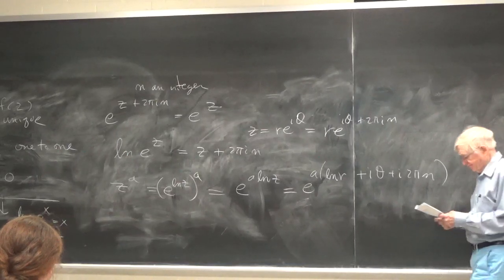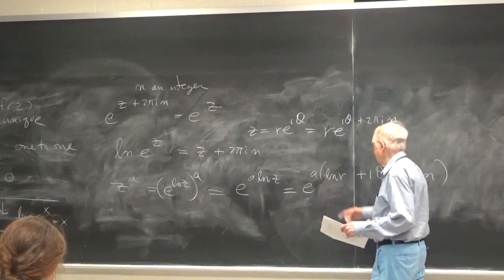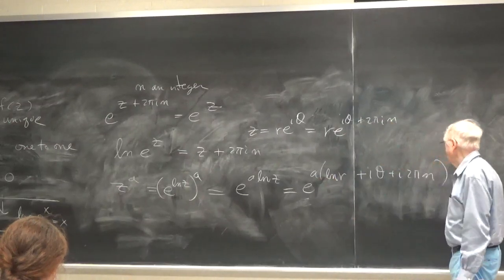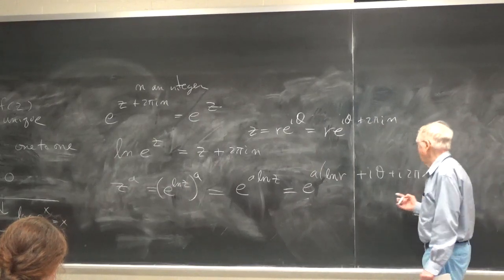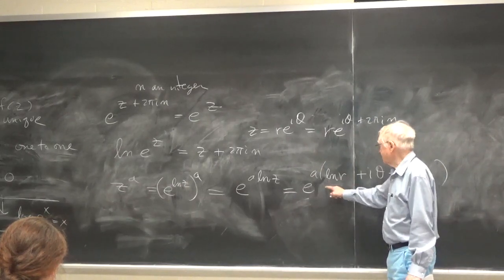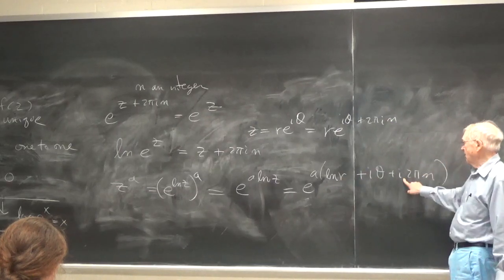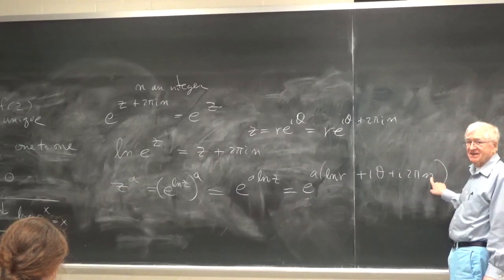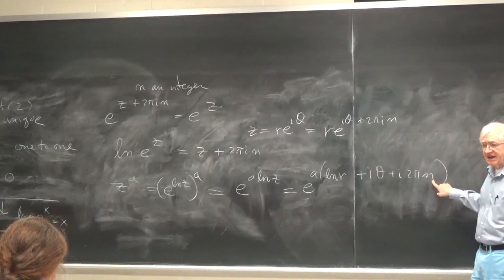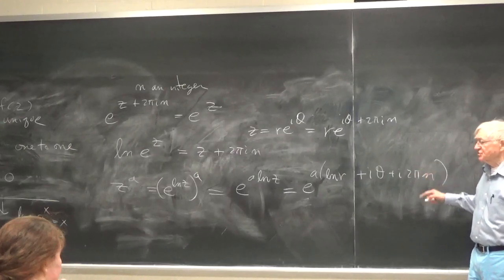And if a is an integer, then this doesn't matter, because what you've got then is e to the z, and the ambiguity part is i 2 pi times a n. If a is an integer, then this thing is again an integer, and e to that is just 1.